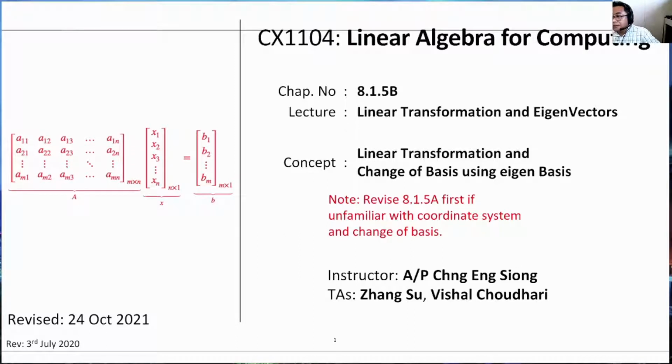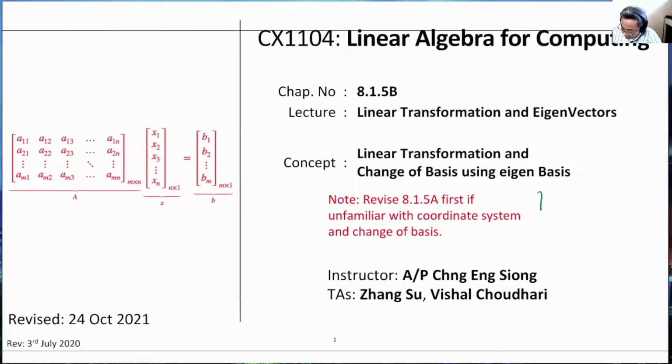Right, welcome back. This is 8.1.5b. In this chapter, we are talking about linear transformation and eigenvectors with respect to eigenbasis and change of basis. You will need to refer to 8.1.5a first to revise, as well as 8.1.5b work example.